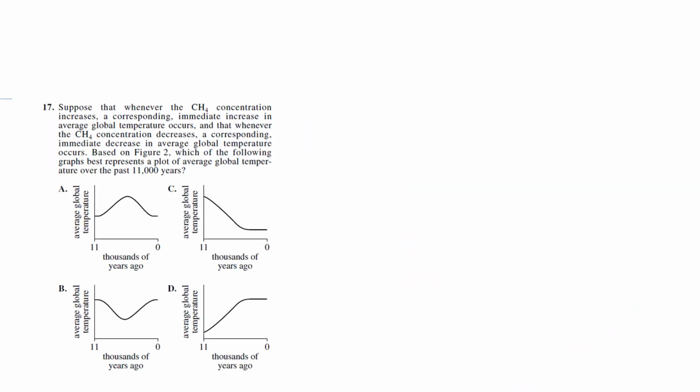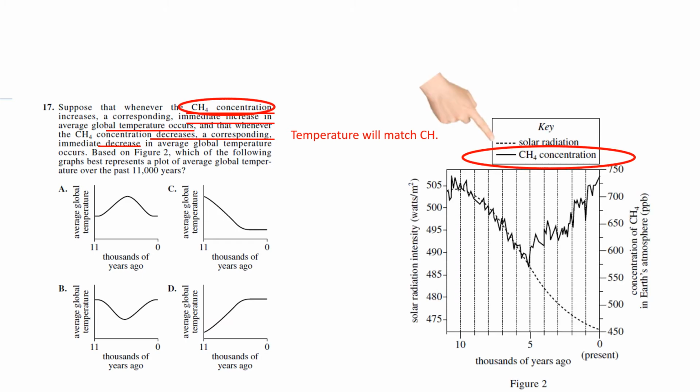Number 17, we have another if suppose why question. Suppose that when CH4 concentration increases, a corresponding immediate increase in average global temperature occurs, and that whenever CH4 decreases, a corresponding decrease occurs. So CH4 is going to match temperature. Okay, which of the following graphs best represents the plot of the average global temperature in the past 11,000 years according to figure 2. Okay, so CH4, so our chart has to match this, and which one best matches that is going to be choice B.